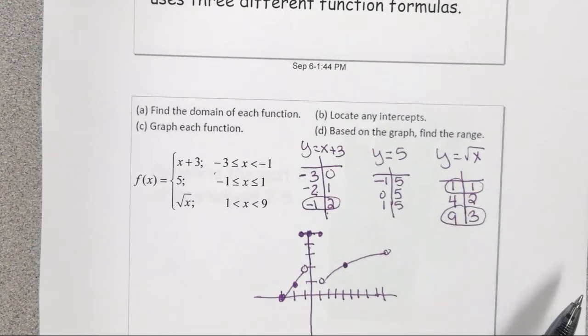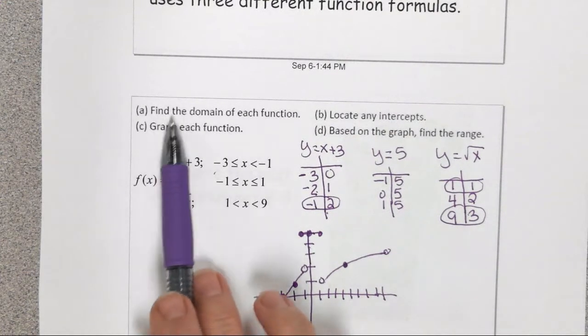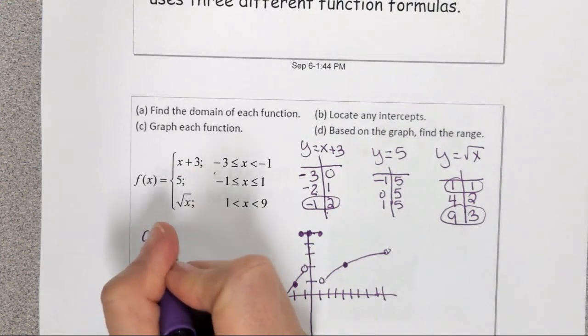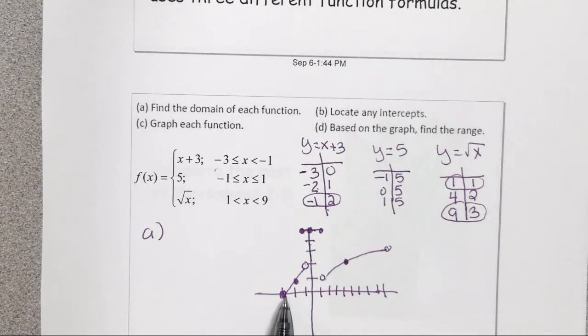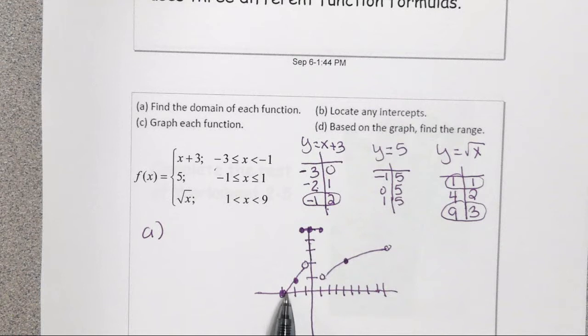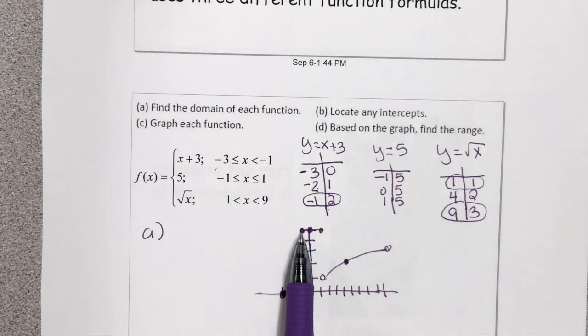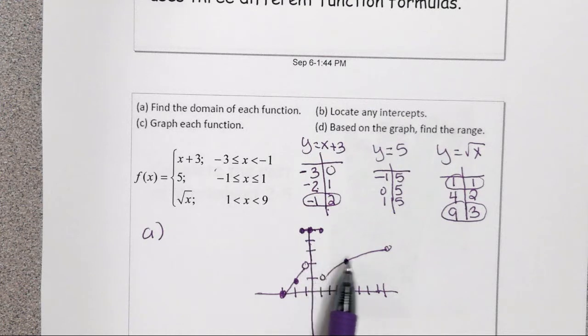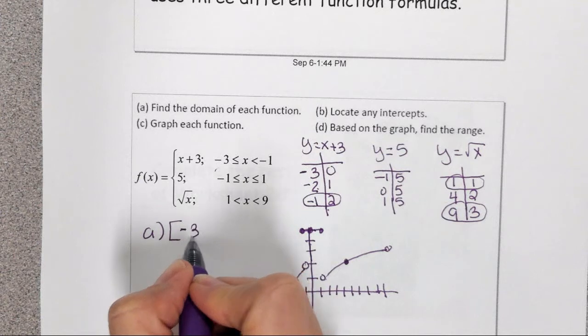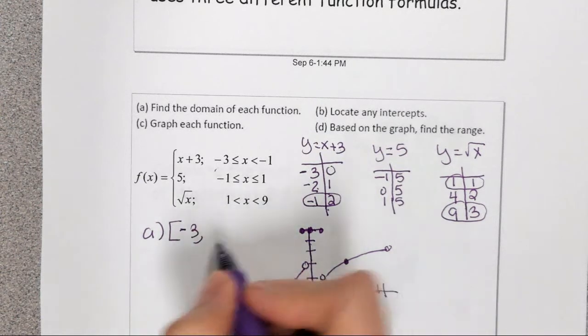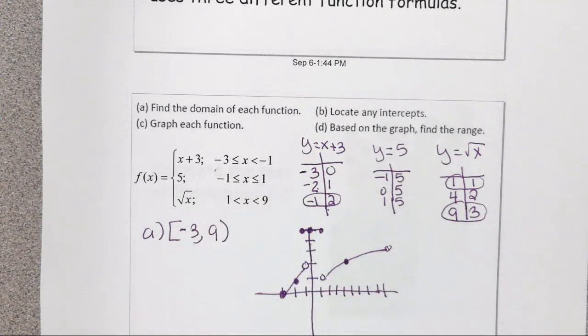Now that I have my graph, I can go answer the questions. They want me to find the domain. Okay, so I have to look carefully. I can tell that I'm using the point -3. And at first I think because there's a hole here, I'm not using 1, but I'm using the -1 up here. So I'm actually using everything from -3 all the way over here to 9, but 9 is not included, so I put a parenthesis.